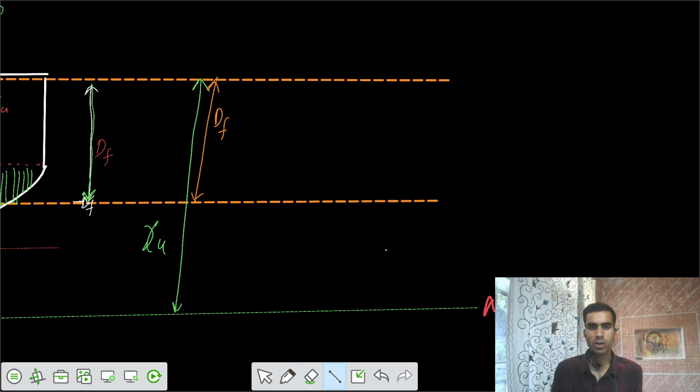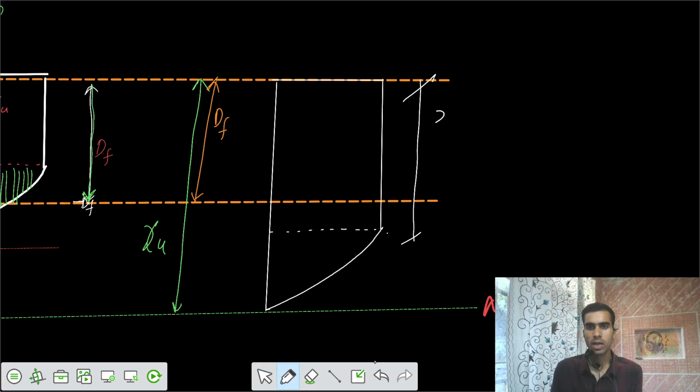let's try to make the stress block. Let's draw the stress block. I would say the stress block is some sort of straight, then after that parabolic, straight and parabolic. Let's say this part is 3/7 of XU, and this part is 4/7 of XU. And this is your neutral axis location.